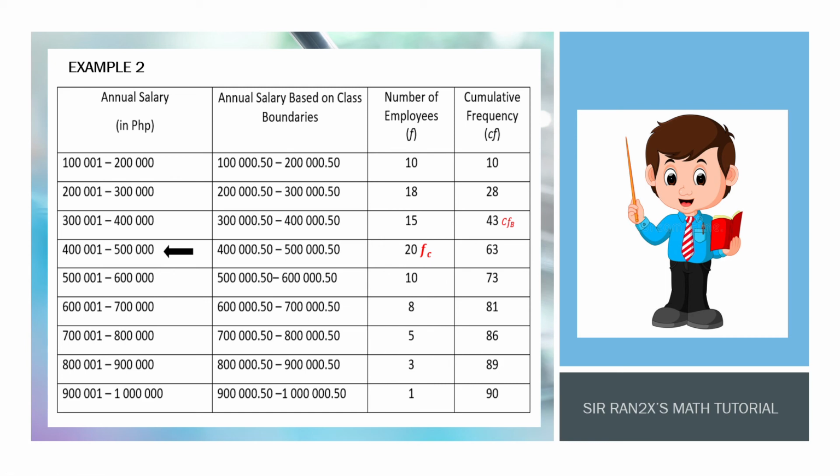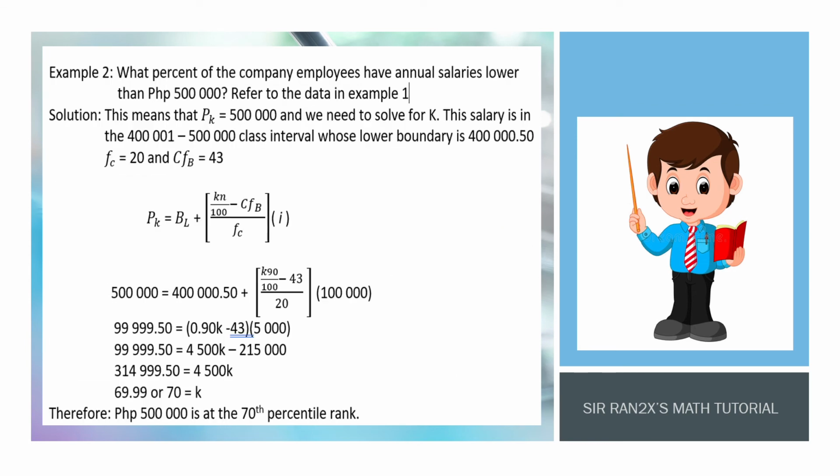So we are now ready to solve for k, the percentile rank, not the percentile value, because the value is given, 500,000 pesos. Now we will use the formula: P sub k is equal to L sub B plus the quantity of kn over 100 minus CF sub B over F sub C times the I. You know everything already here. The value P sub k is given, 500,000, so you will substitute that here. And the lower boundary is given already.